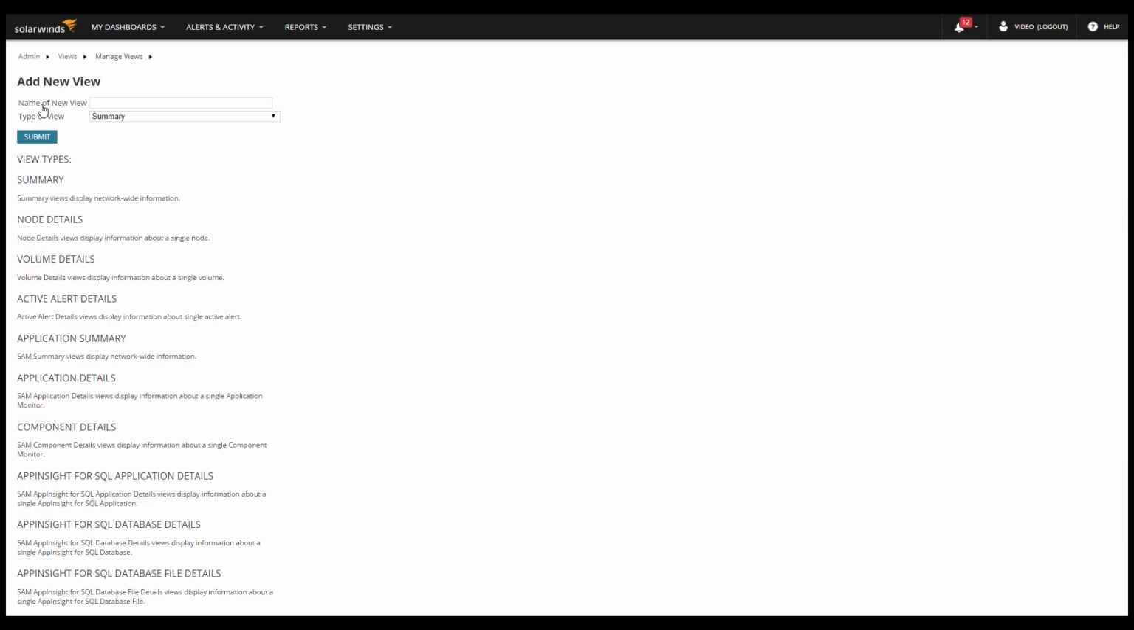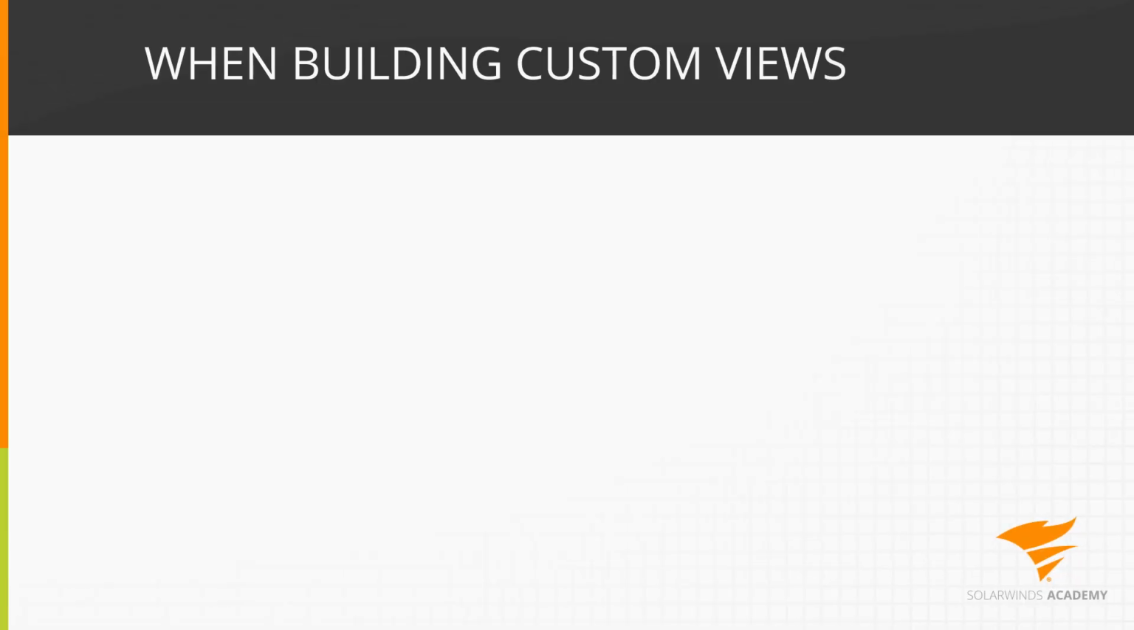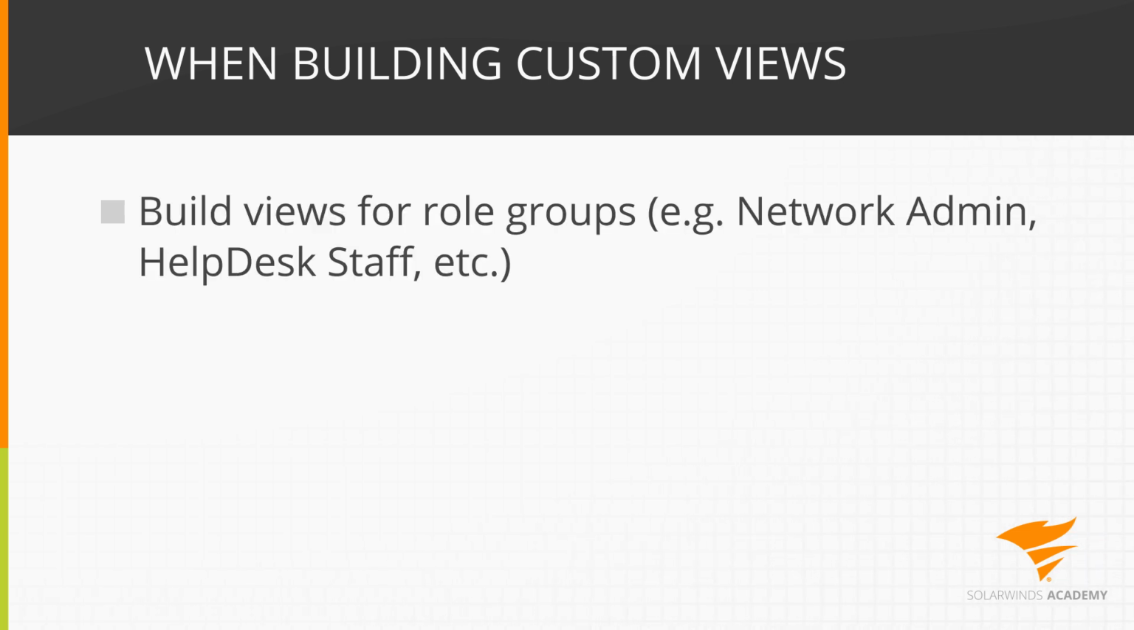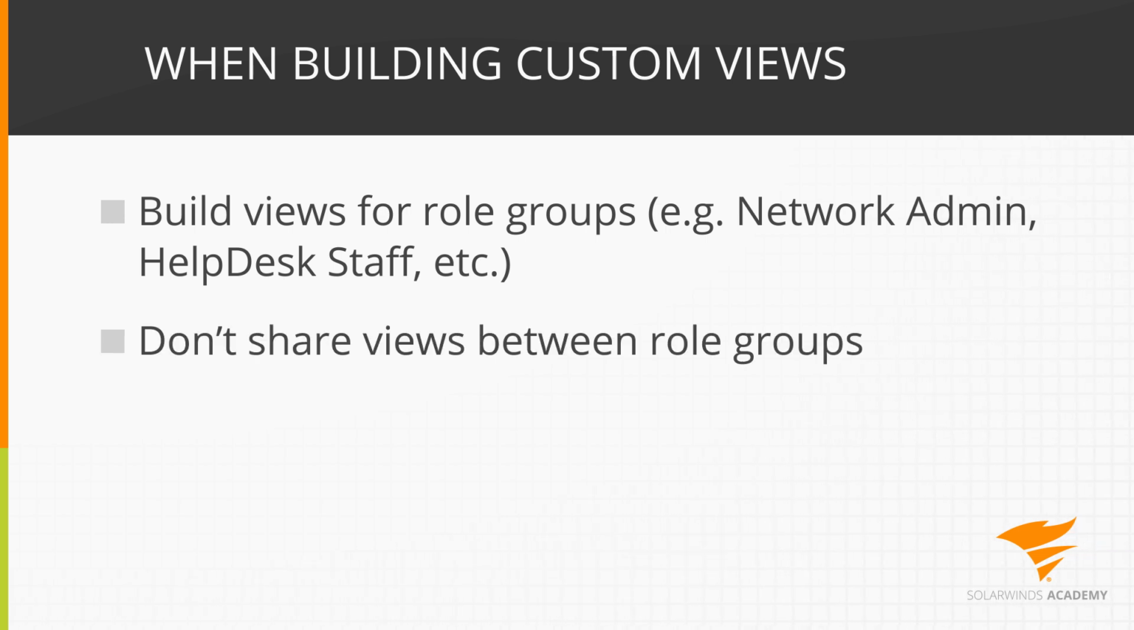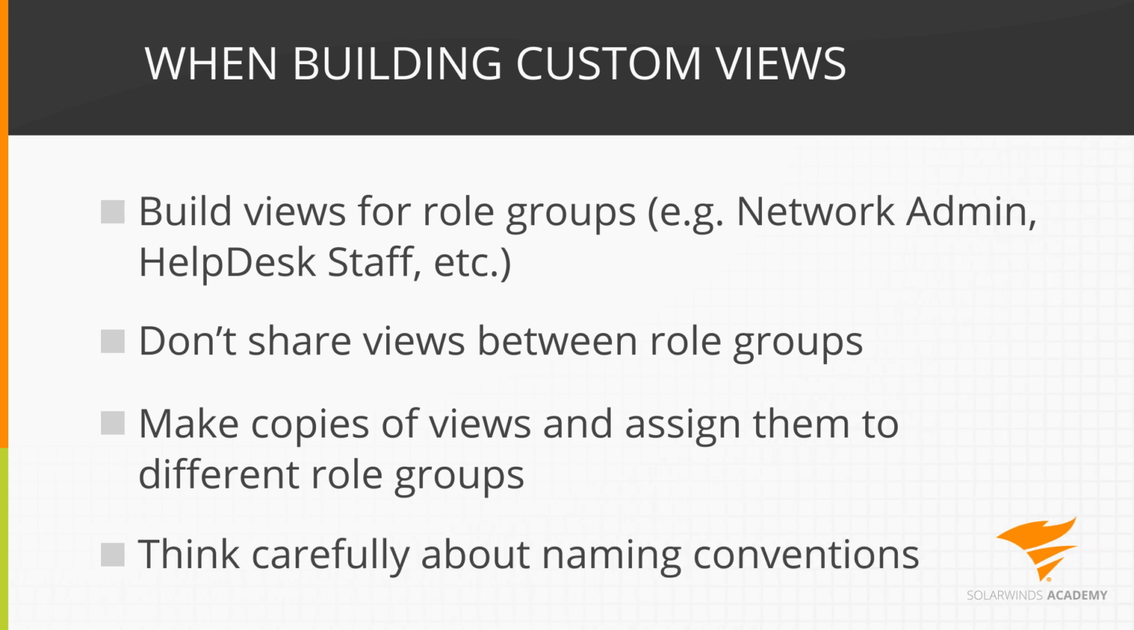The first thing you need to do is give your view a name. But let's pause again for just a moment and talk a little about view management. When building custom views, you shouldn't build views for individuals, but rather build views for certain roles, like network admin, or help desk staff, or security admin. Even if all the roles need the exact same information, it is not recommended that you share views between them. Inevitably, one of those teams is going to want something different and make a change that affects other teams as well. Instead, you can make a copy of the view and assign one copy to one group and another to the other group. This makes our naming convention very important.